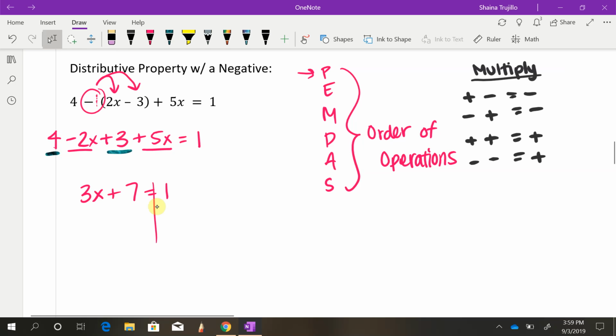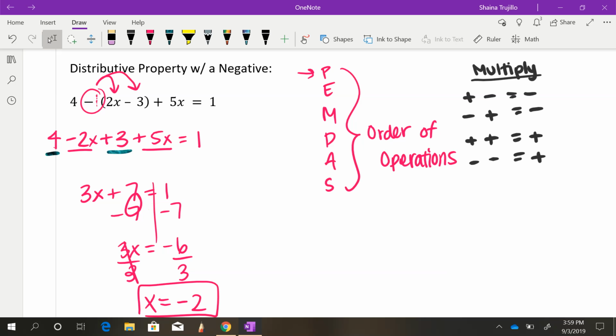From here, I can go ahead and solve like I normally would. Subtract 7 from both sides to get 3x equals negative 6. Then I can divide each side by 3 to get x by itself. So I end up with x equals negative 2.